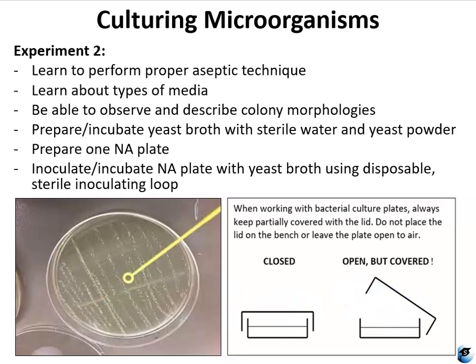And what you're going to be looking for afterwards is, first, you're going to make sure you only have one colony type, because this should be a pure culture. You shouldn't have any contamination. And you're also going to be describing that colony morphology. So we'll talk about that some more in a bit.